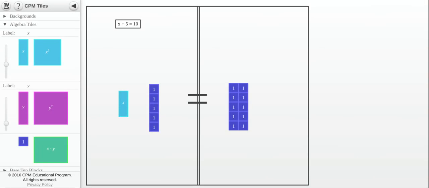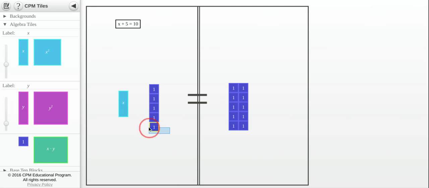In solving one-step equations using addition, if we have the equation x plus 5 equals 10, I've set up some algebra tiles to help you understand what it's really asking you to do. When we're looking at an equation, what we're saying is we want this side of the equation to be equal or the same as this side of the equation.